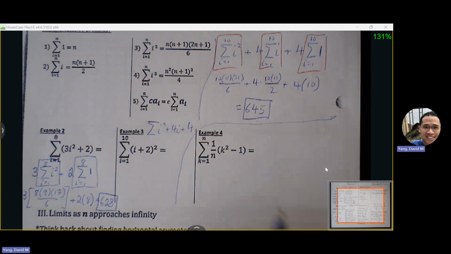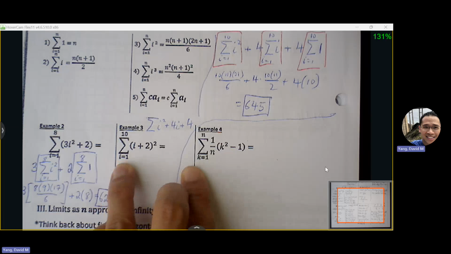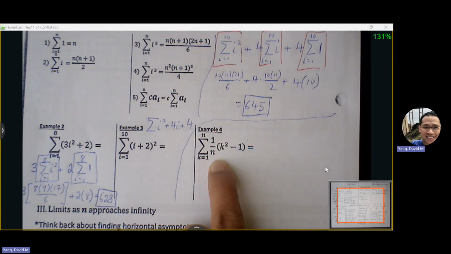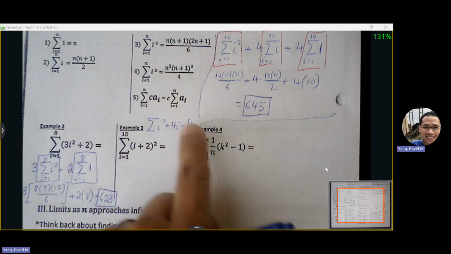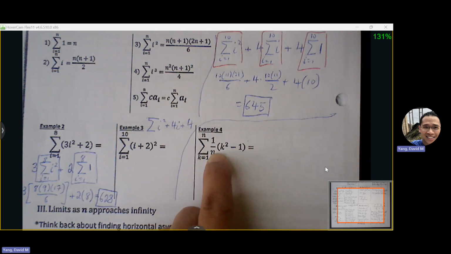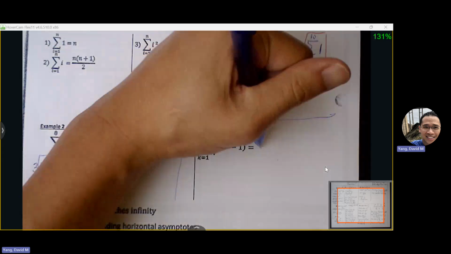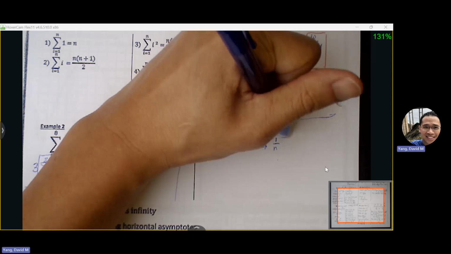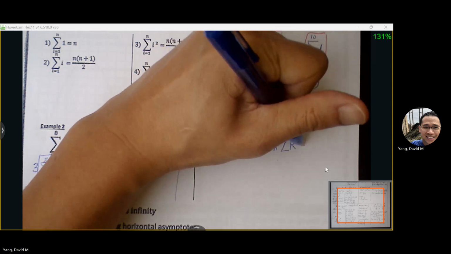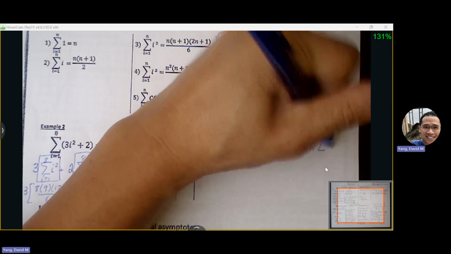Example 4, this looks a little bit strange because we see a bunch of k's here. But here, my index variable is now going to be k instead of i. So instead of i squared and i cubed, we're now looking for everything in terms of k. And think of n as it's like a number. So think of n as your coefficient, your constant. Okay. So I'm going to separate this. So I have 1 over n summation of k squared minus 1 over n summation of 1.